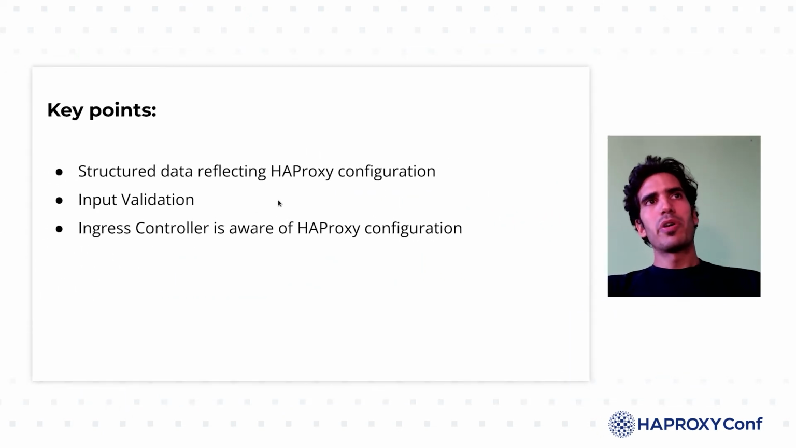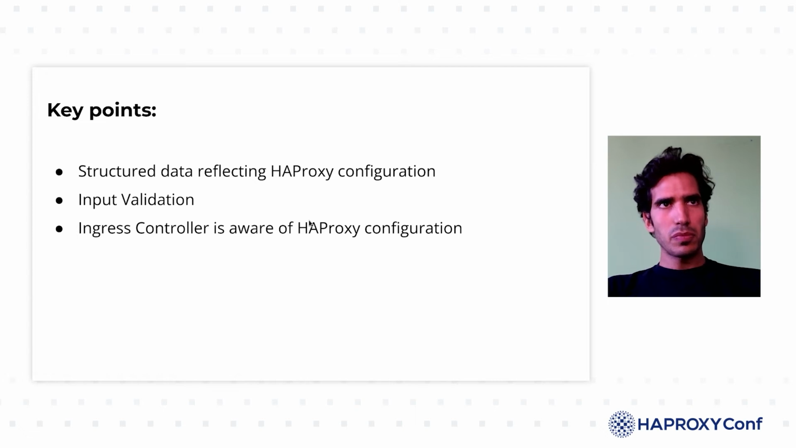Now, the key points of custom resources is that first they are a structured type of input, and we can have validation. So we can have validation at an early stage, which means when the user applies a custom resource, if it does not match the Open API schema, the Kubernetes API server will reject it.